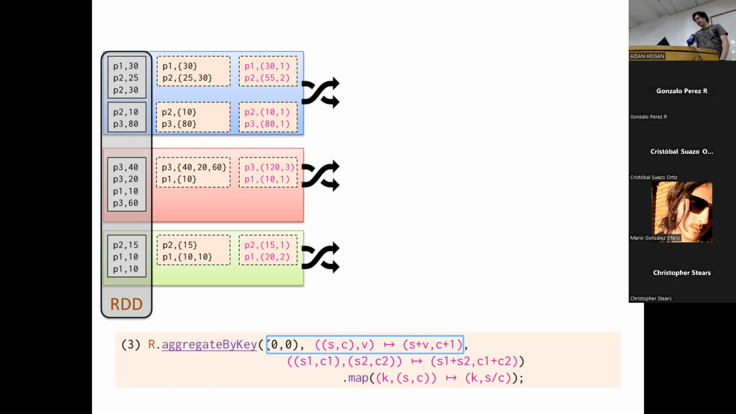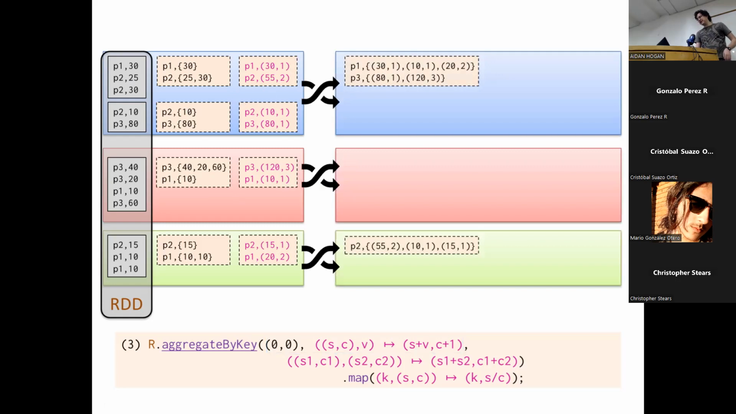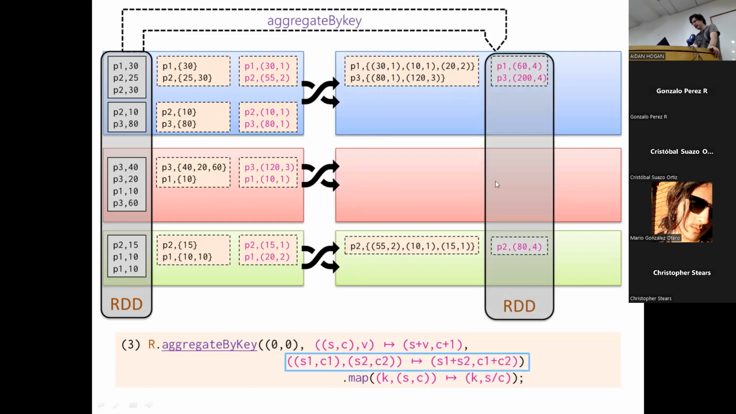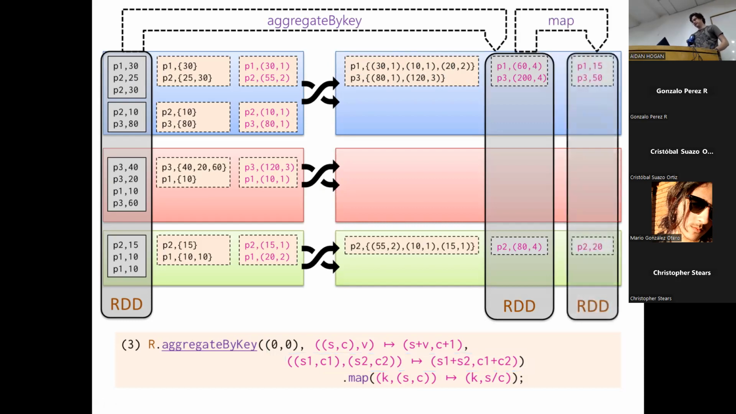Then we do our shuffle, and we're going to bring together all of the pairs associated with each key from the combiner. So here we have P1, and we have a list of sums and counts from different partitions. Then we apply our reduce function in order to create our final sums and counts, not our final output, because we still have to take the average. So here we sum the sums: 30 plus 10 plus 20 is 60, and 1 plus 1 plus 2 is 4. This gives us the final sums and counts, and we can take the average then. We divide the sum by the count, and that gives us our final average.